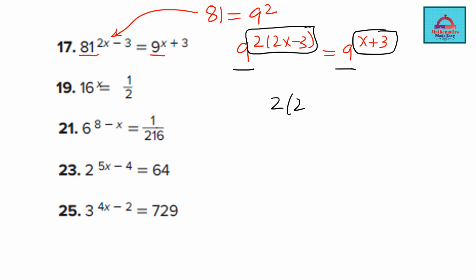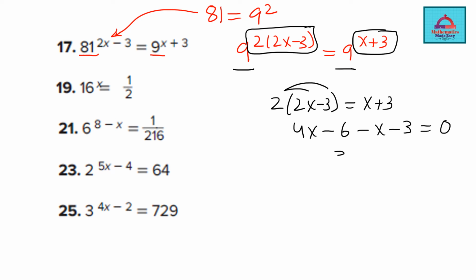So 2 times 2x minus 3 is equal to x plus 3, multiply, and this is 4x minus 6. Take this to the other side, so minus x minus 3 is 0. So 3x minus 9 is 0, or x equal to 9 divided by 3, which is 3. So the answer is x equal to 3.